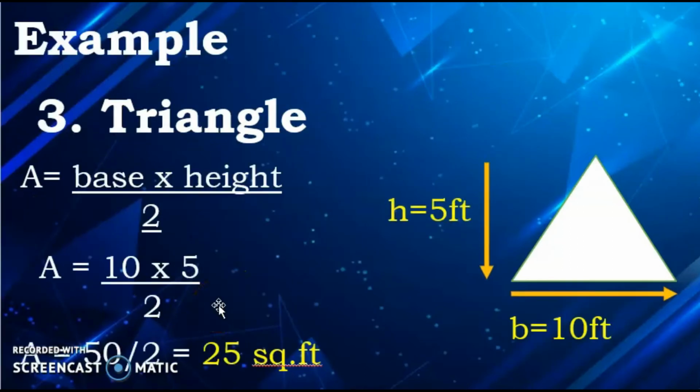For example, if the height of a triangle is 5 feet and the base is 10 feet, using the formula, area is equal to base times height divided by 2. So area is equal to 10, which is the base, times 5, which is the height, divided by 2. 10 times 5 is 50, then divided by 2 is equal to 25 square feet. So that is the area of the triangle.